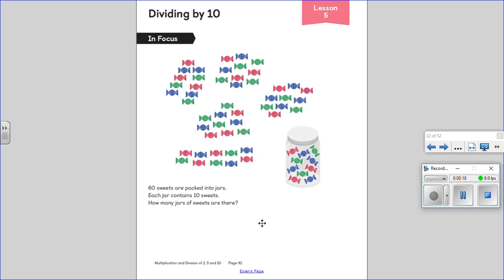Okay, our in-focus task for today is: 60 sweets are packed into jars. So we've got our 60 sweets here, 10, 20, 30, 40, 50, 60, and each jar contains 10 sweets. How many jars of sweets are there? Pause the video now if you want to have a go. So we know the whole, we know that there are 60 sweets. We know that each jar contains 10 sweets, we just don't know how many jars.